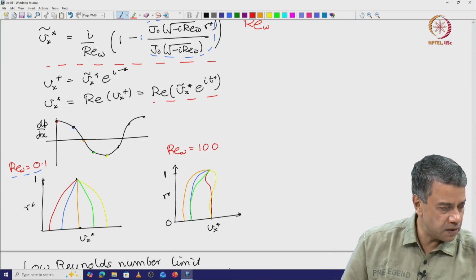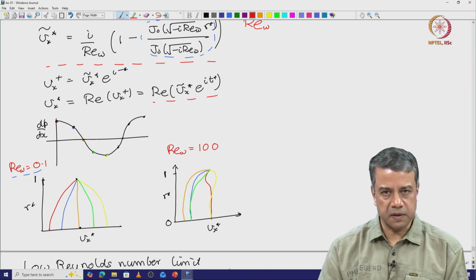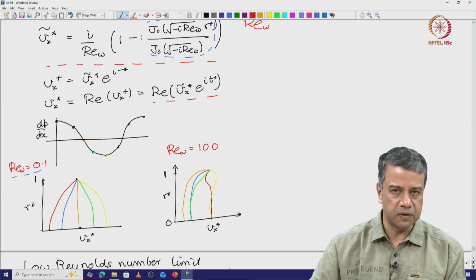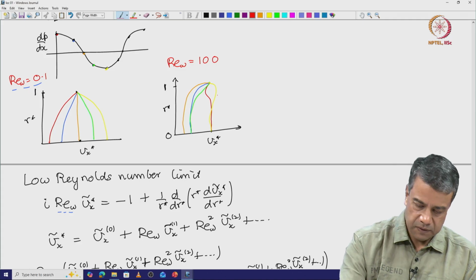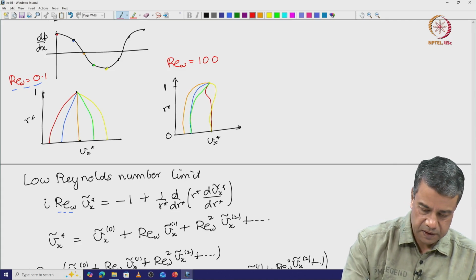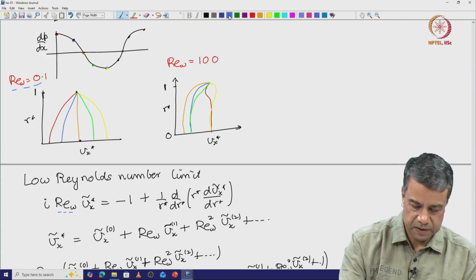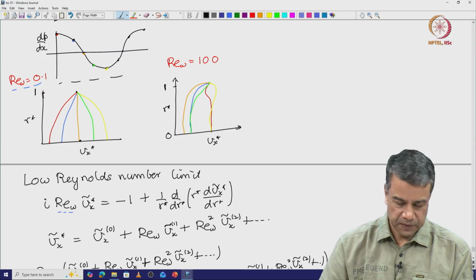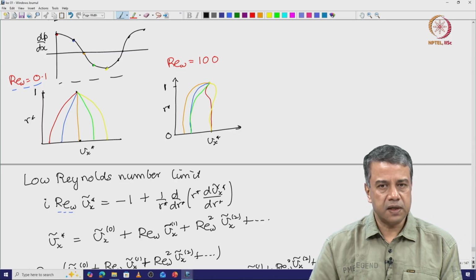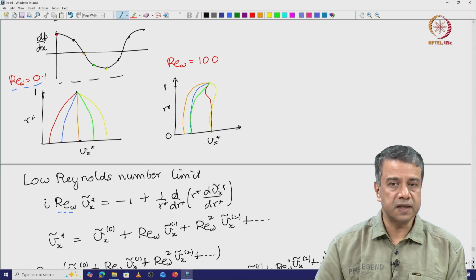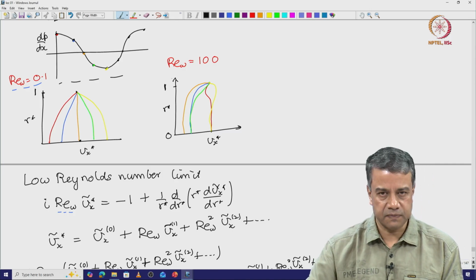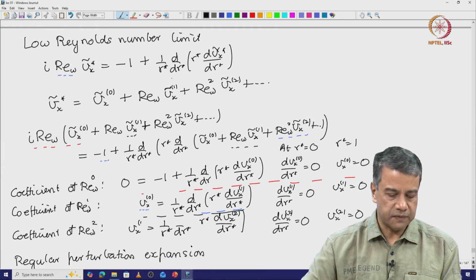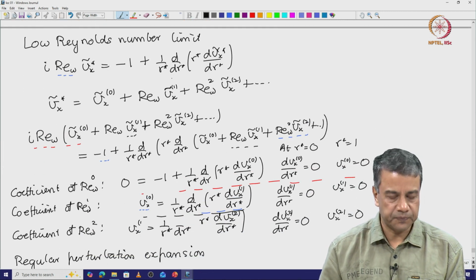I can of course plot it numerically, and I gave you the solutions numerically at different times along the phase of the pressure field, as shown here. And we were trying to get some physical insight into why the velocity field has this particular form.